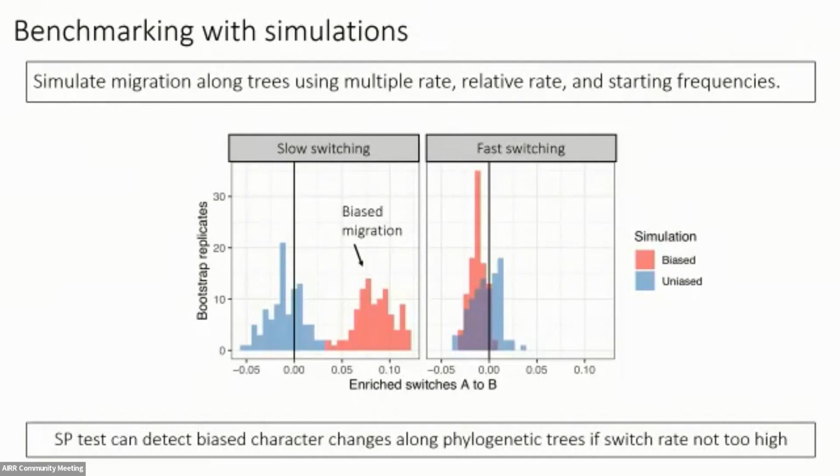As the switching rate increases, the distribution of trait values at the tips is less distinguishable from random, so the power decreases. So the SP test can detect biased character changes along trees as long as the switching rate isn't too high.